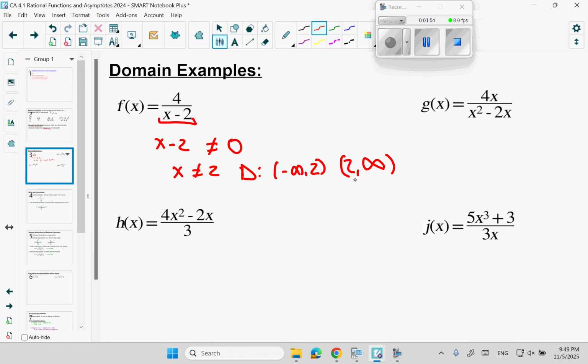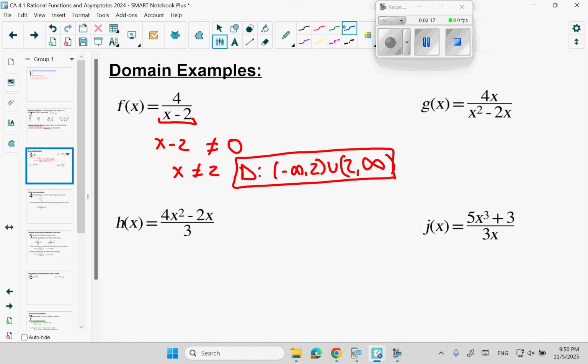And we've talked about interval notation enough to recognize that if I have two sets of parentheses in my intervals, or using brackets, in this case we don't have any brackets, I would combine them with the union sign. So here my domain would be negative infinity to 2, union 2 to infinity.